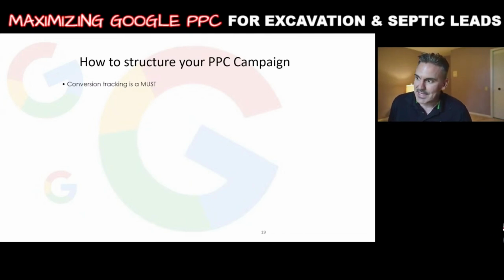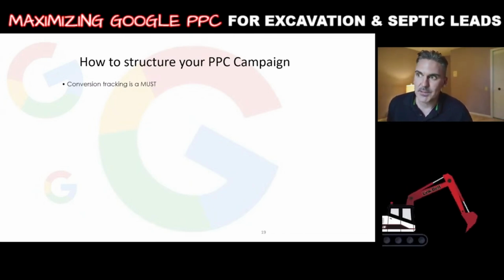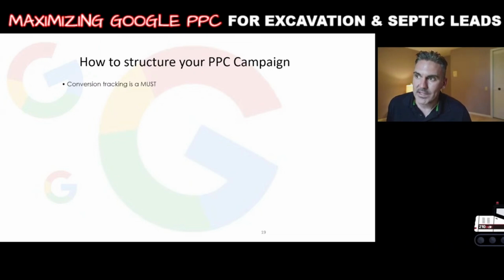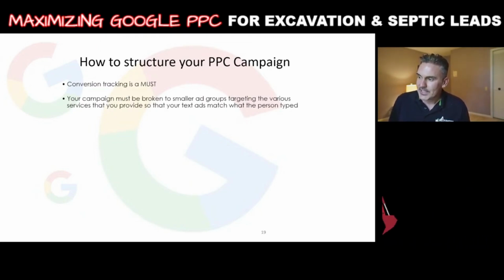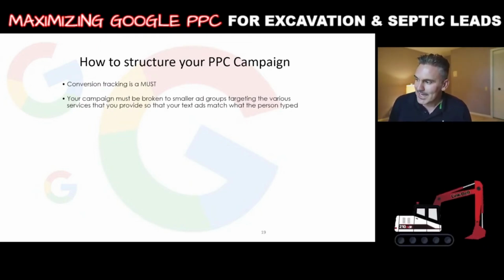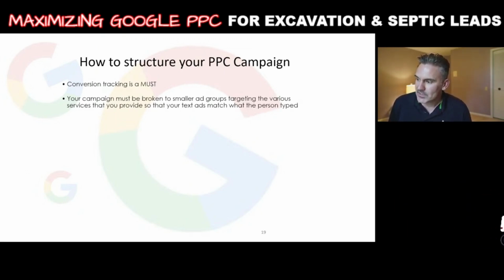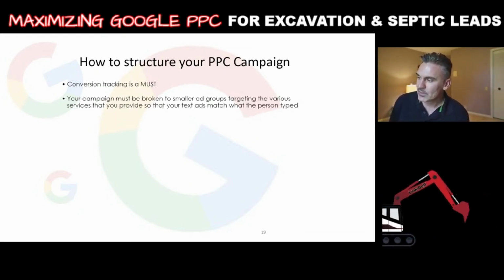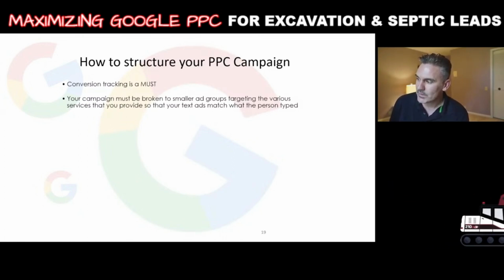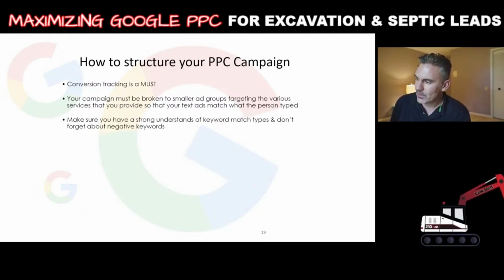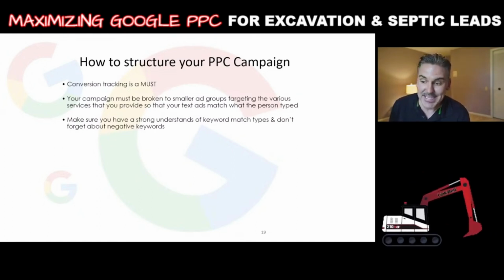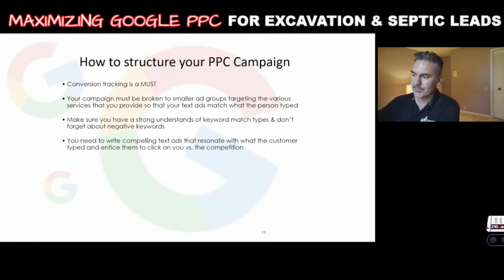And they have a lot of data on people as far as their demographics, what areas are generating the most leads, and so on. So it definitely helps out the campaign. And then your campaign must be broken into smaller ad groups targeting various services that you provide so that your text ads match what the person typed in. And then make sure you have a strong understanding of keyword match types, and don't forget about negative keywords, which I'll share with you.